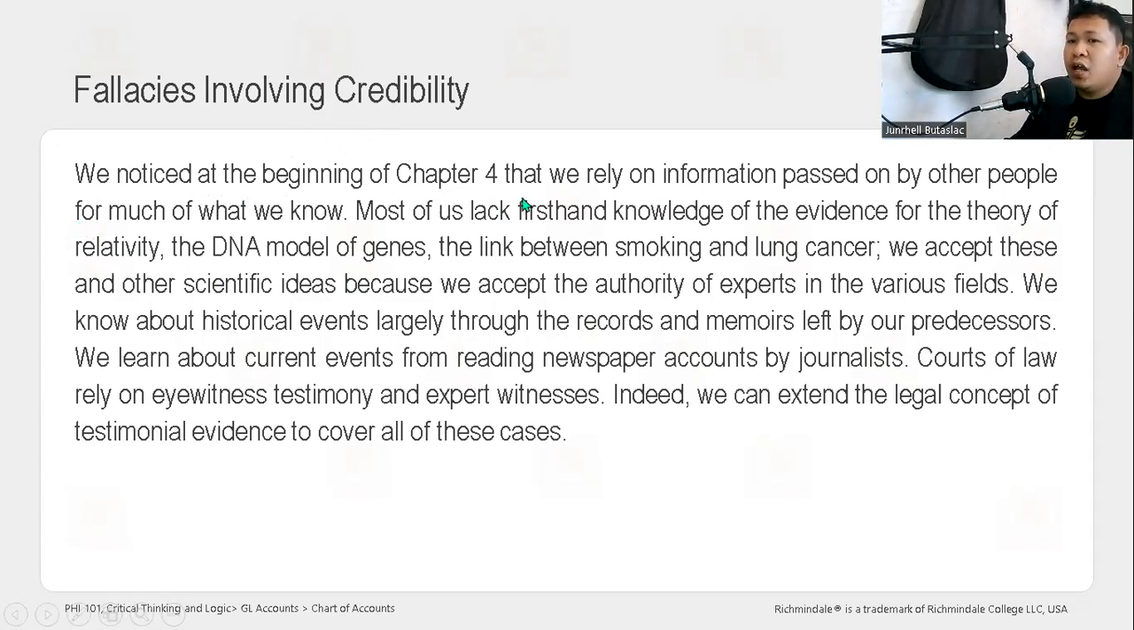So we noticed at the beginning of the chapter that we rely on information provided by other people. For much of what we know, most of us lack first-hand knowledge of the evidence for the theory of relativity, the DNA model of genes, the link between smoking and lung cancer. We accept this and other scientific ideas because we accept the authority of experts in the various fields. We know about historical events largely through the records and memories left by our predecessors. We learn about current events from reading newspapers, accounts by journalists. Courts of law rely on eyewitness testimony and expert witnesses. So indeed, we can extend the legal concept of testimonial evidence to cover all of these cases.